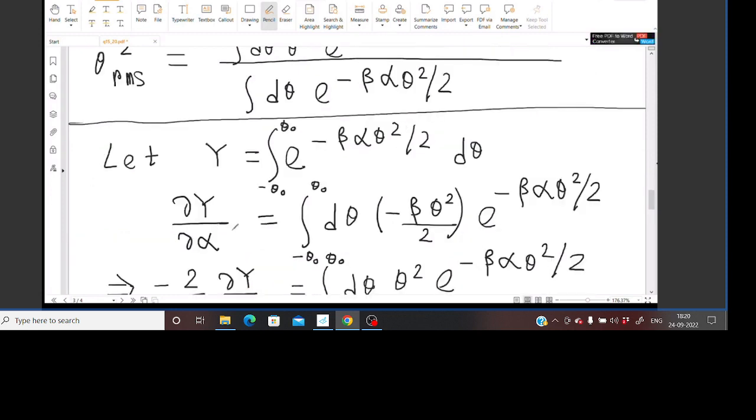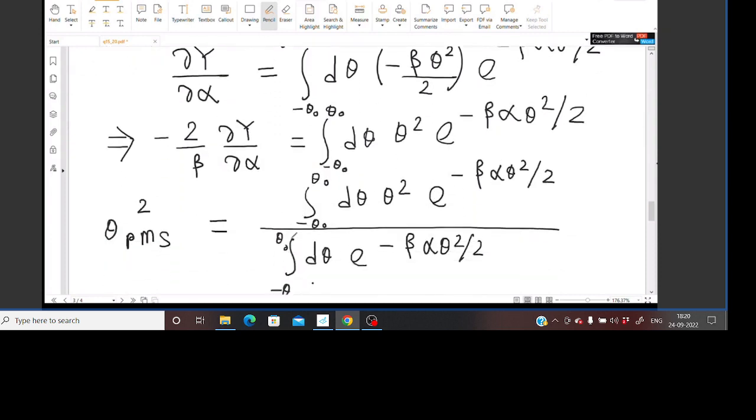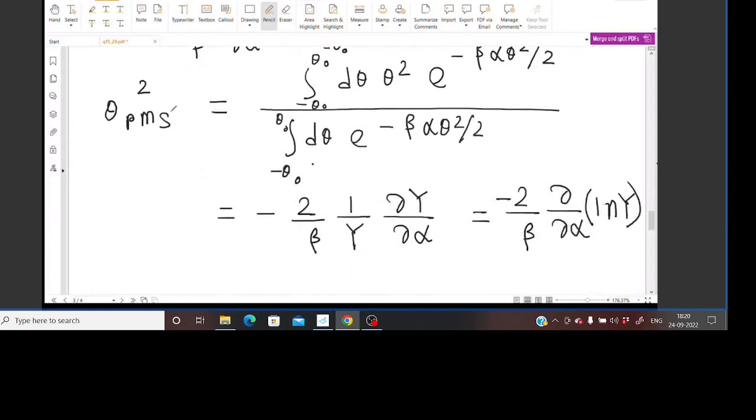If we differentiate both sides of this equation with respect to alpha, then we obtain that the numerator of the expression of theta RMS square is equal to minus 2 by beta into del alpha of y. So theta RMS square can be written as minus 2 by beta into del alpha of log y.